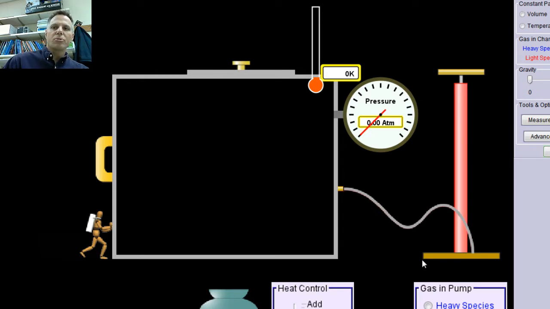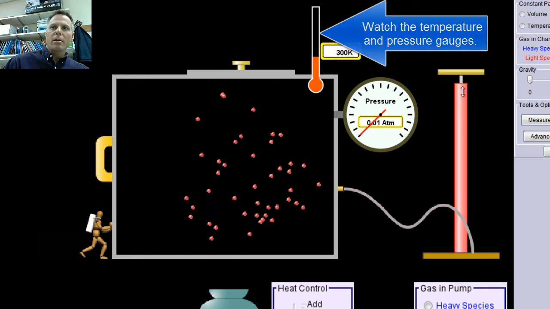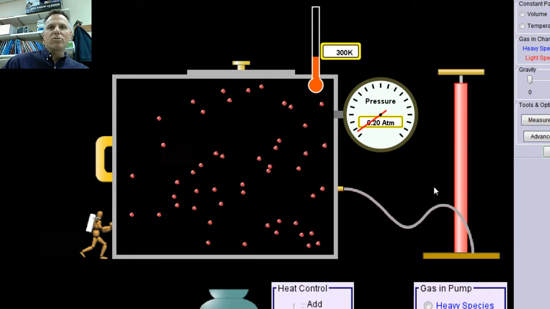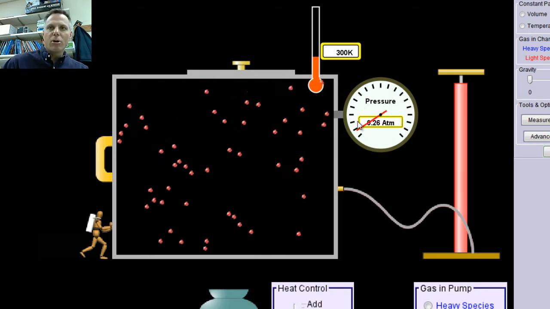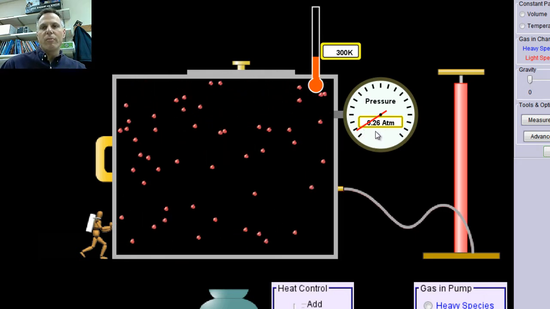So the first thing we're going to do is simply add some molecules to the box. I'm going to open this pump up, push it down, and in come some molecules. Notice they're moving kind of fast. They're bouncing around on the inside walls of the container. Now the pressure is no longer at zero. It was originally set at 0 atmospheres. Atmospheres is a measure of pressure.